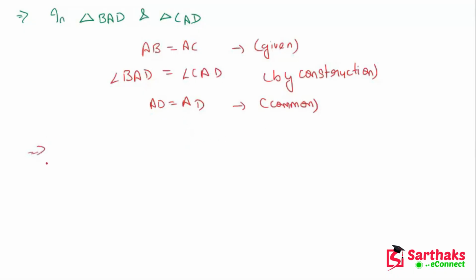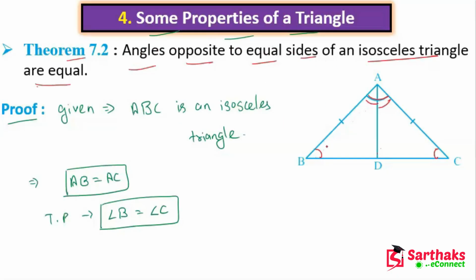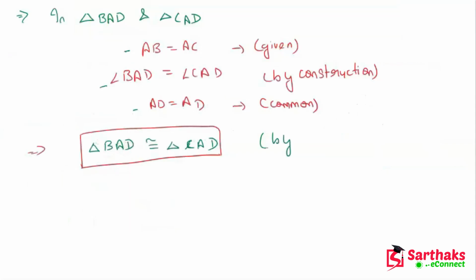So here we can say that triangle BAD is congruent to triangle CAD. This is congruence by the rule of side angle side. You can see in the diagram, side angle side.